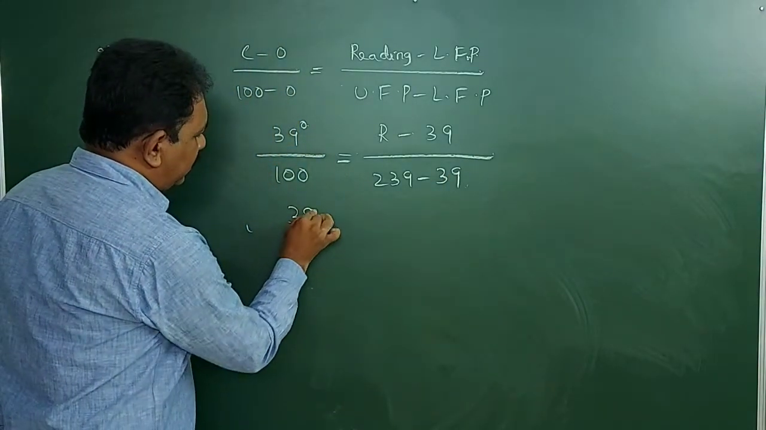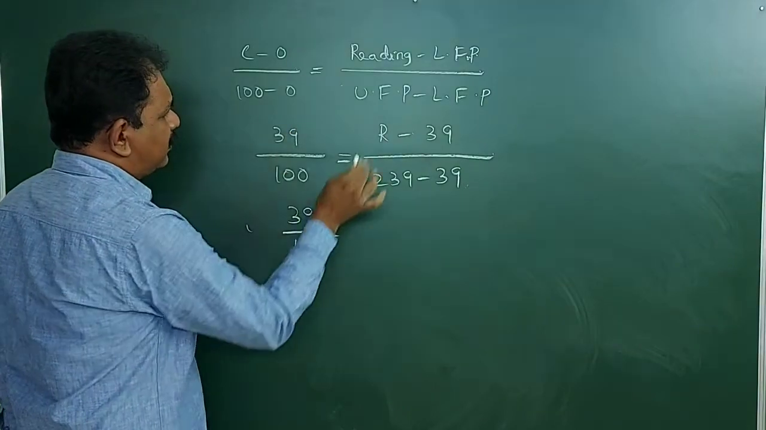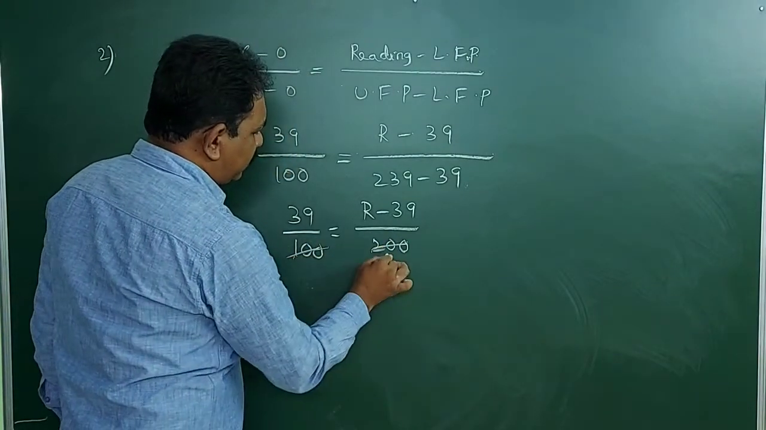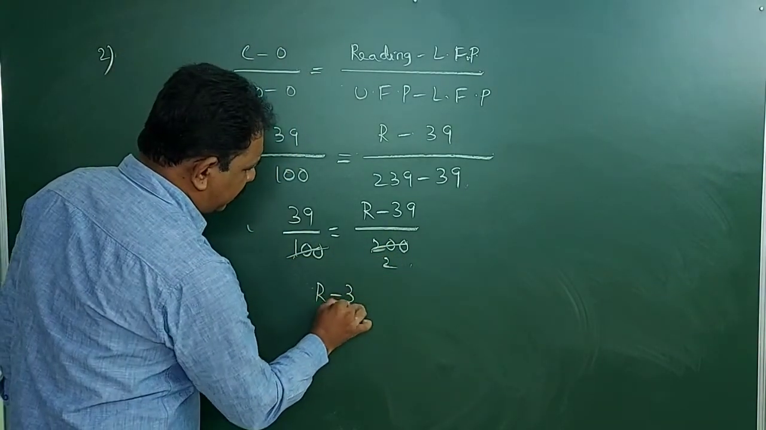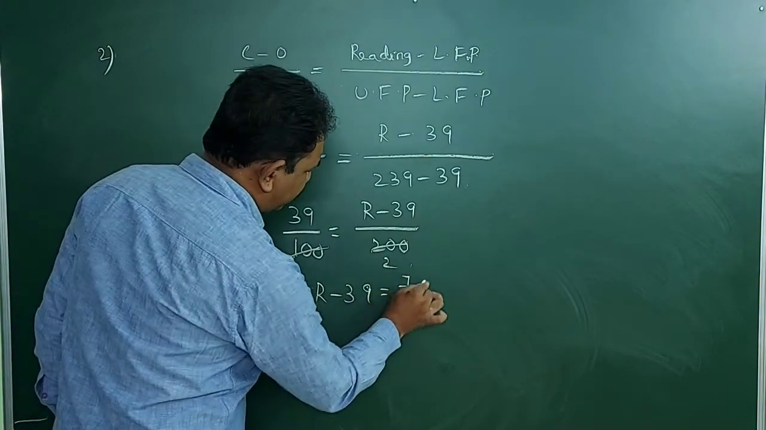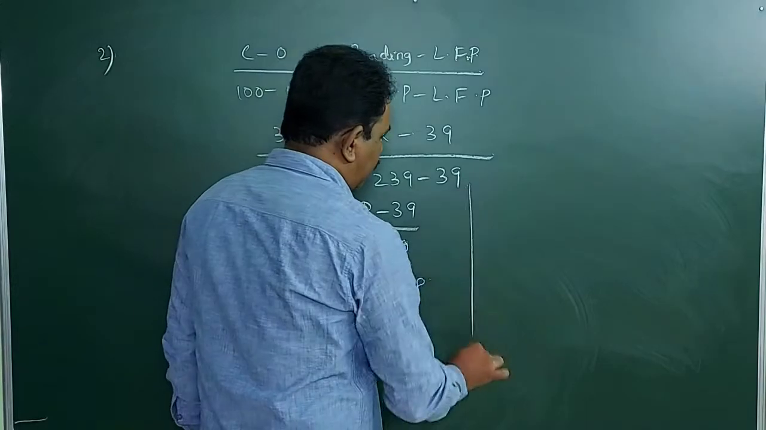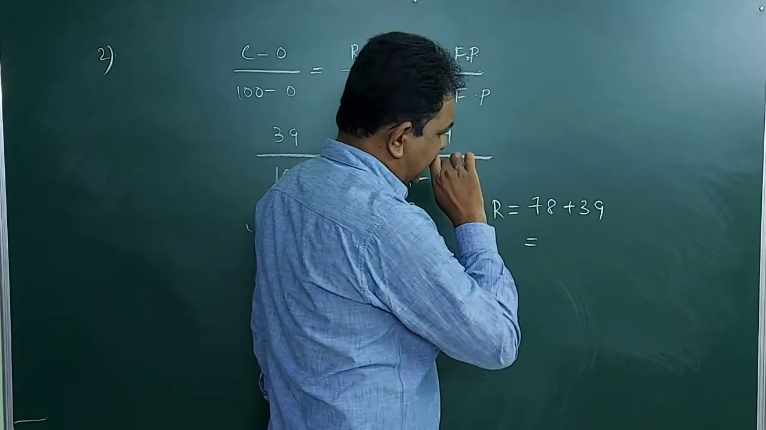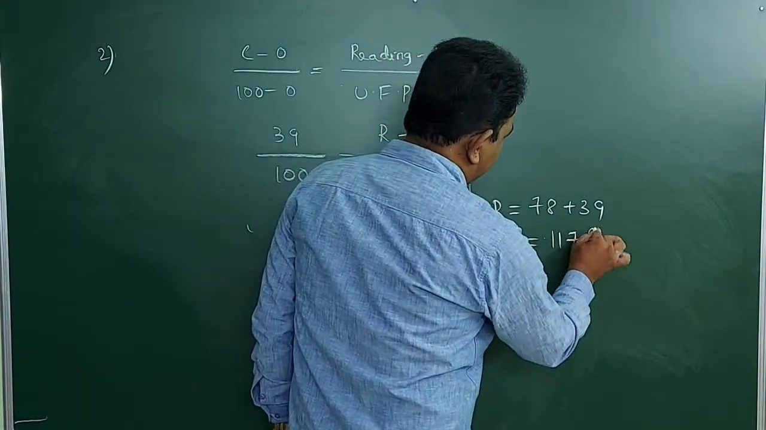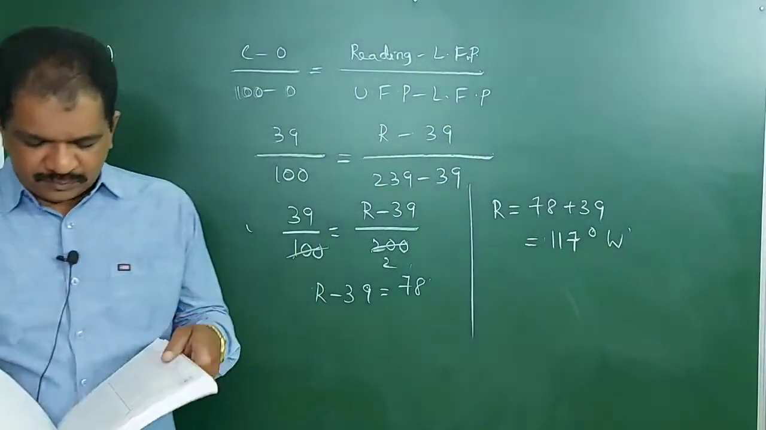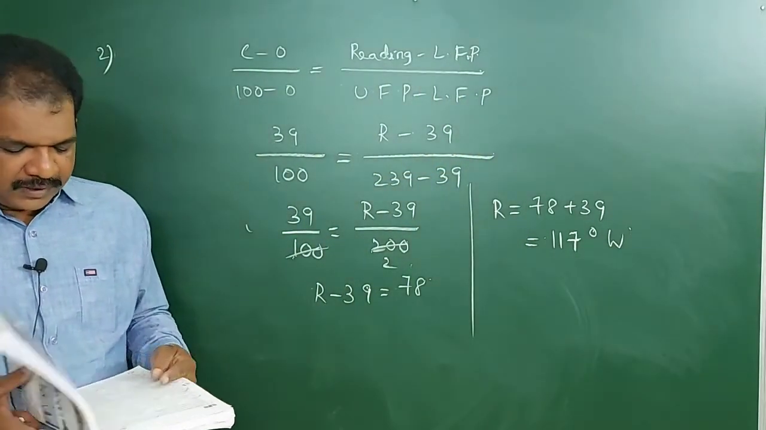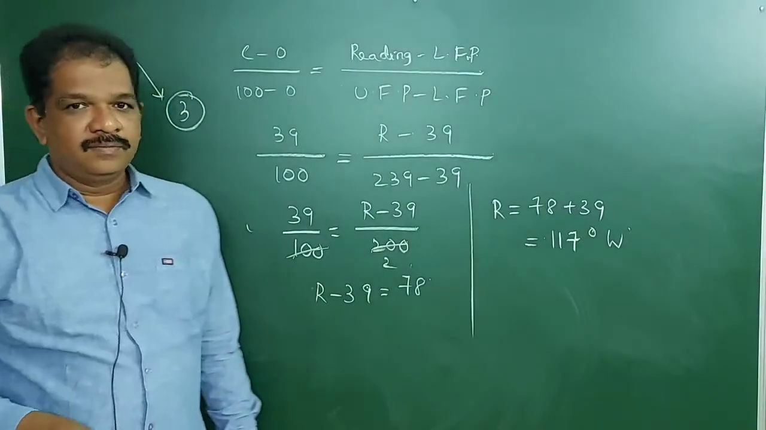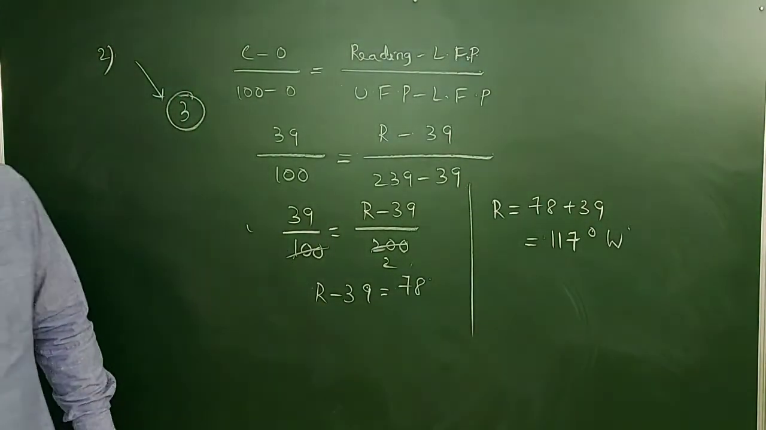So 39 by 100 is equal to (R minus 39) by 200. The 2 times will cancel. R minus 39 is equal to 78, so R is equal to 78 plus 39, 117 degree W. So the second question will be the third option. Okay, next, third you see.